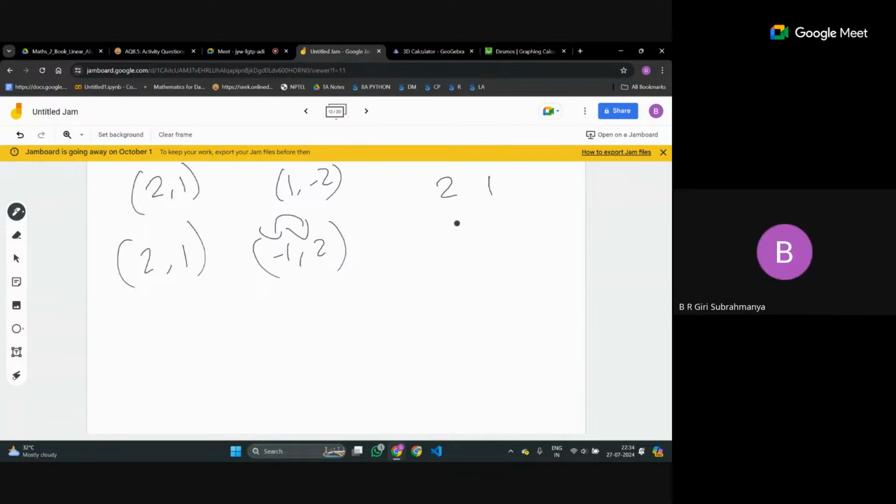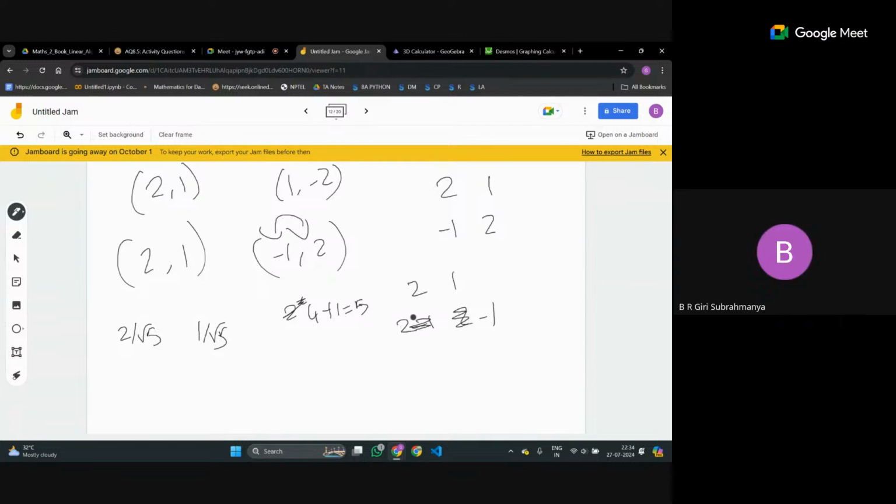So if we put them as a matrix, we are getting the transpose. Oh, sorry, one second. 2, 1, minus 1, 2. What is the unit vector for this? 2 square is 4, 4 plus 1 is 5. The unit vector will be 2 by root 5, 1 by root 5. Then, I think they should be like this.